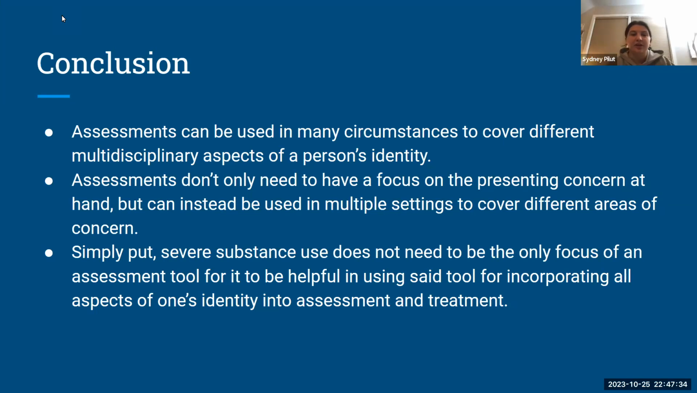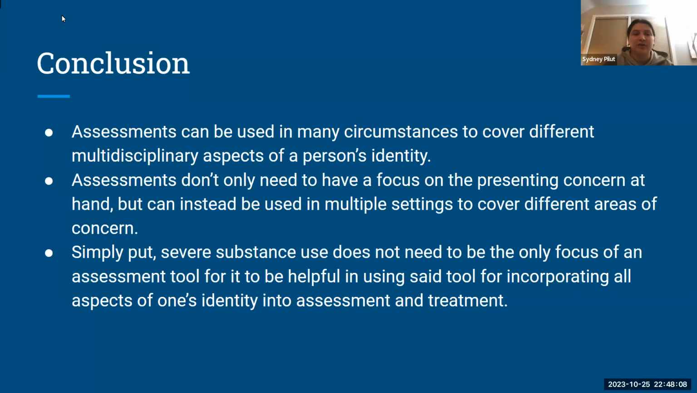So kind of like to tie this all together, the biggest thing we saw is that assessments can be used in several circumstances to cover a bunch of multidisciplinary aspects of a person's identity. So all of those different domains can use either specific domain-focused assessment tools or more broad-focused assessment tools that have questions related to those domains, because a person has so many different attributes going on in their life that affect developing and using and treating a substance use disorder.